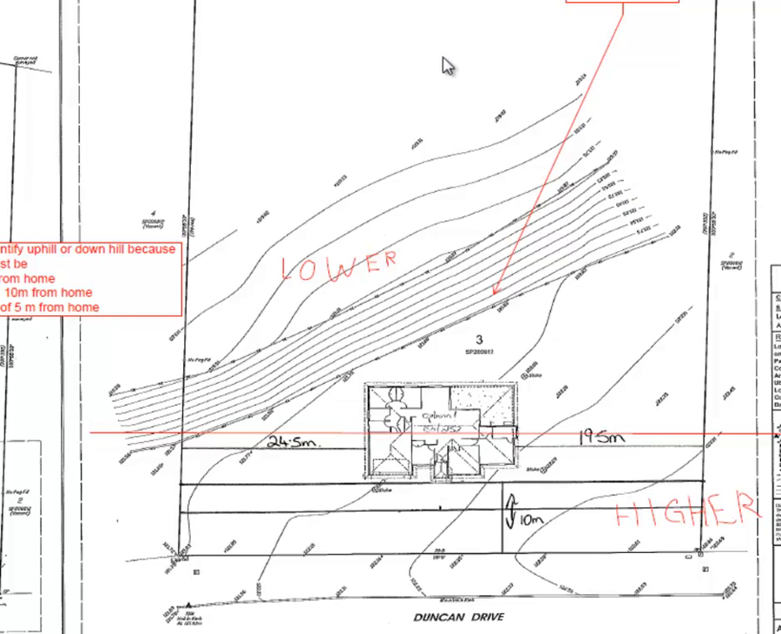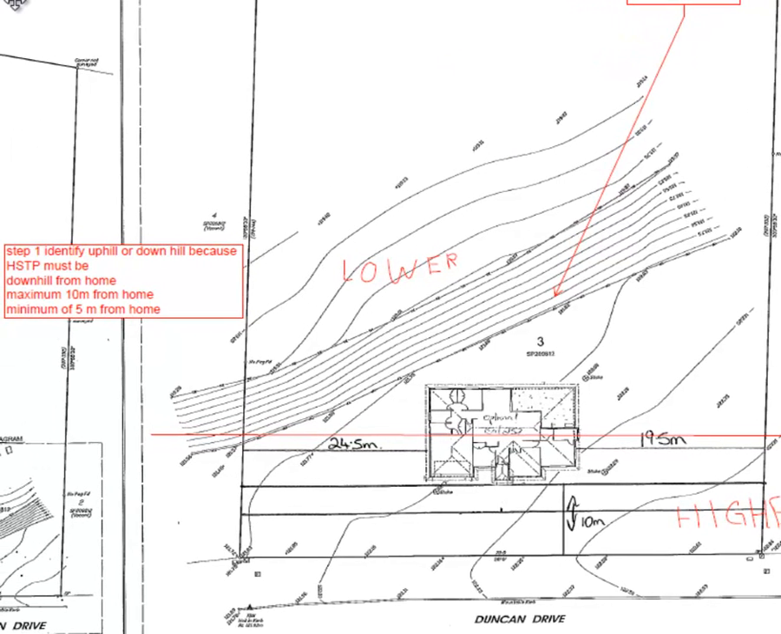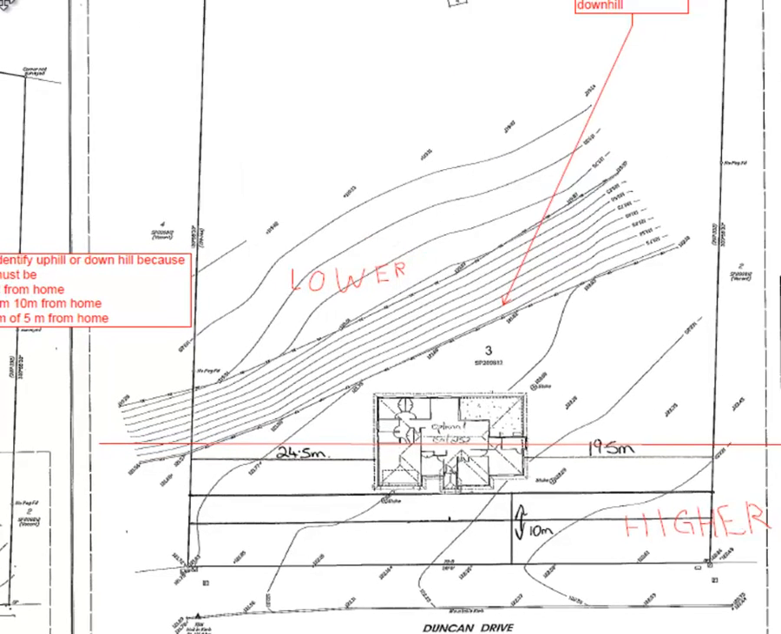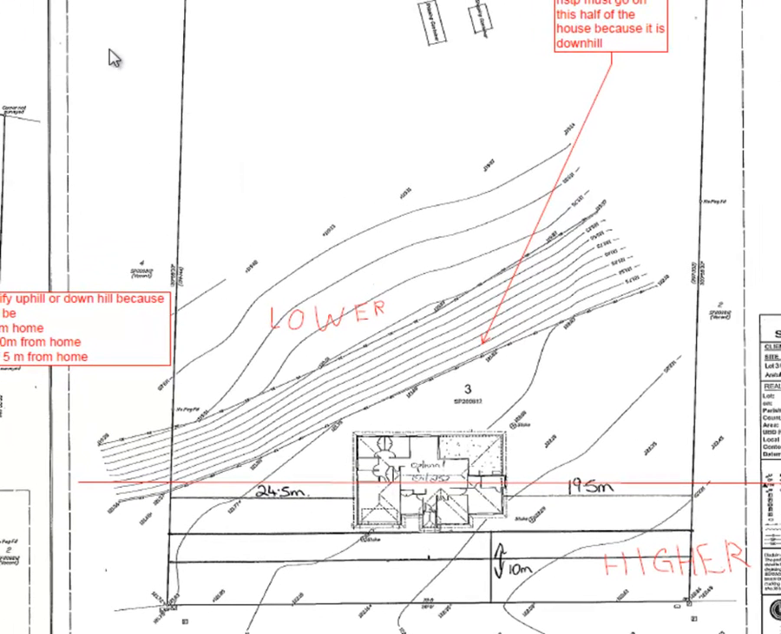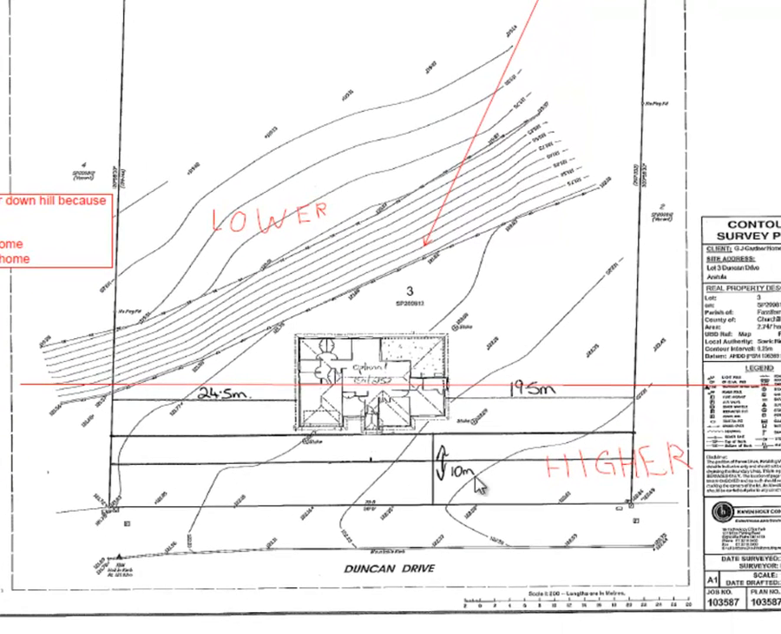Clients often see their block plan as a big square block of dirt that they can put anything anywhere they want, and you know they've just paid big money for it and made some huge sacrifices. So you can understand why they'd feel that way. So you have to explain to them that regardless of what landscaping plans they may have had in mind, their HSTP has to go on the downhill side of the house.